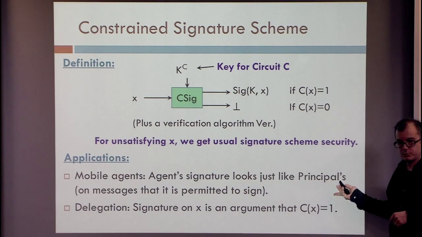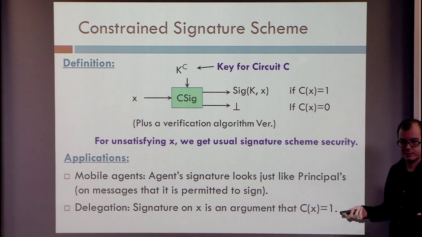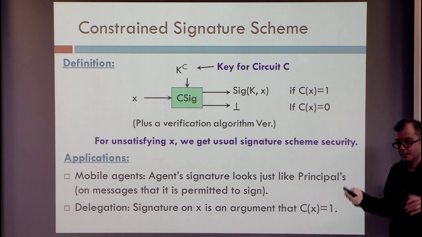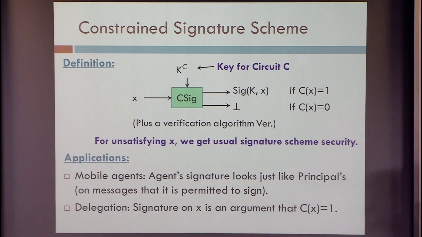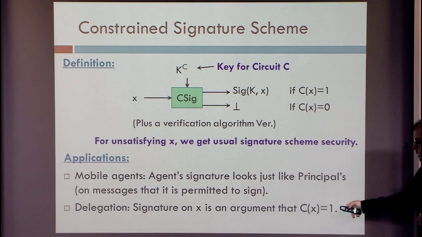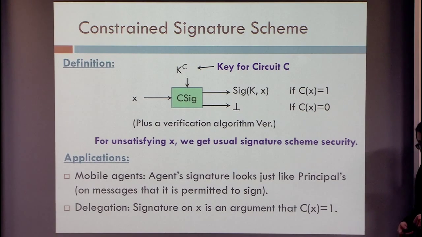And the signature will have the property that it looks exactly like a signature by the original signer, which is kind of cool. It's not some NIZK, it just really looks exactly like a signature of the original signer. You can also use this for delegation. So if you want some assurance that C of x equals 1, then you can have the cloud produce a signature using this box for you on x.